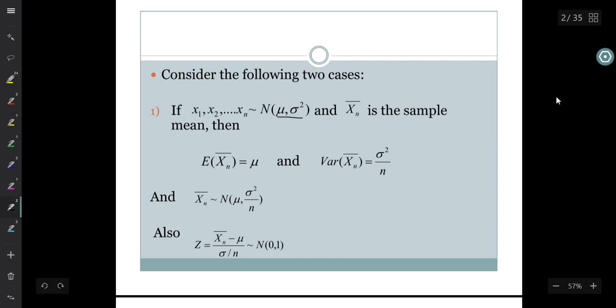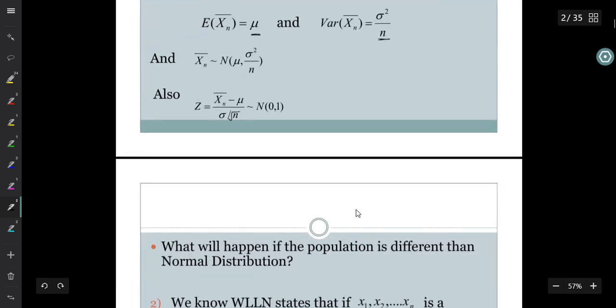And then we denote the sample mean as xn bar. Then according to the sampling distribution of sample mean, we know that the expected value of xn bar, or mean of the sample mean, is the population mean mu, and the variance of the sample mean is sigma square over n. And then we can say the sample mean follows the normal distribution with mean mu and variance sigma square over n. By standardizing, we get xn bar minus mu over sigma over square root of n, which is the standard normal distribution, with mean 0 and variance 1.